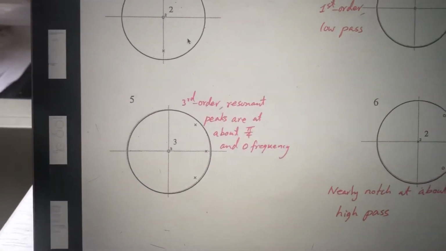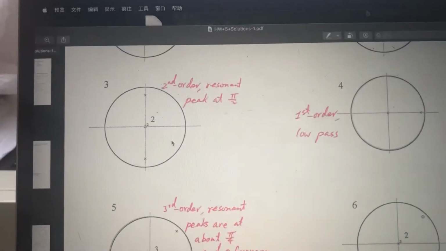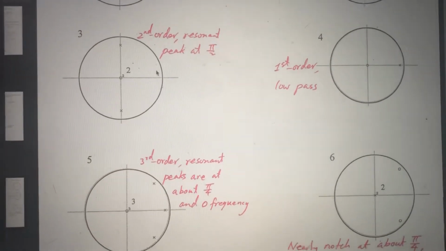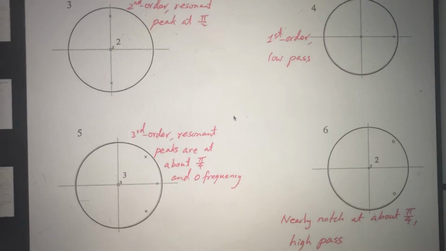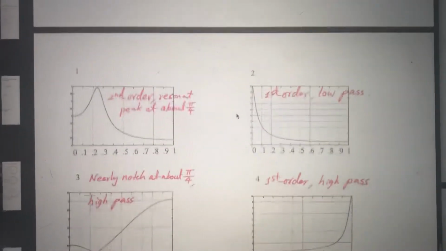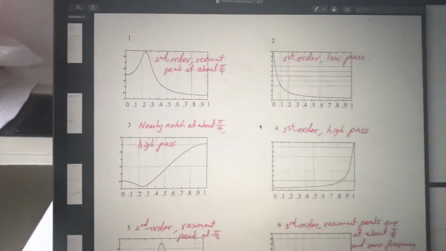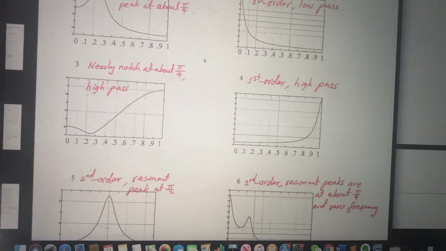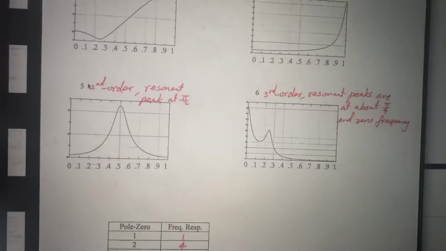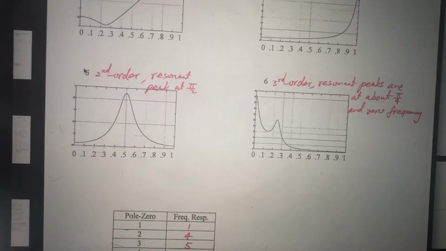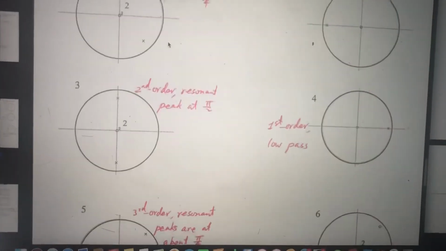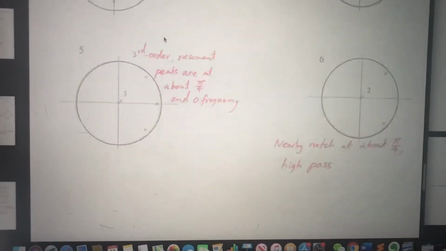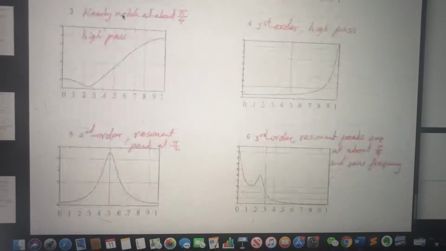Now let's look at graph 3. We can see from graph 3 that it reaches peak at around pi over 2. So let's look at the graphs below to find which one reaches peak at pi over 2. And graph 5 is the only one that reaches peak at pi over 2. So we have graph 3 corresponds to graph 5.